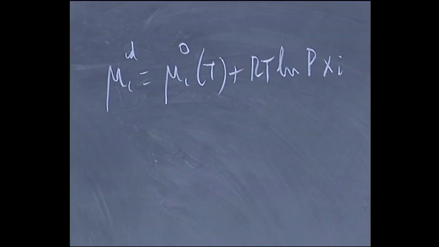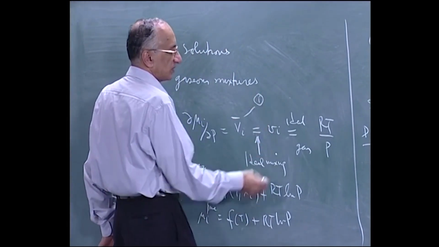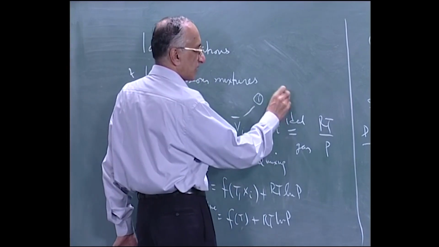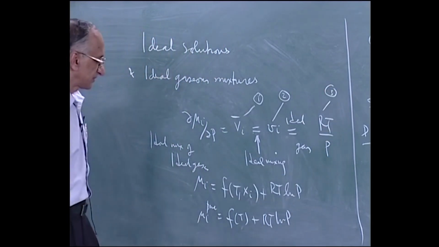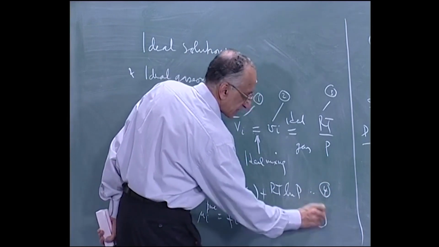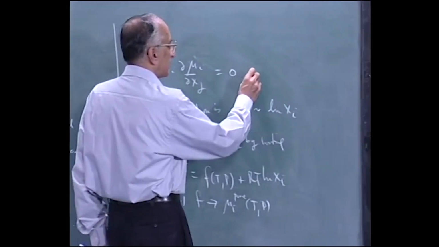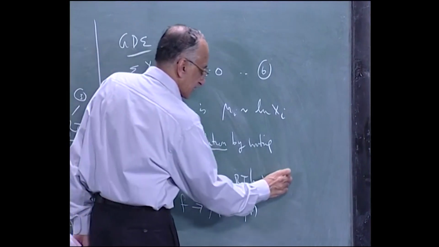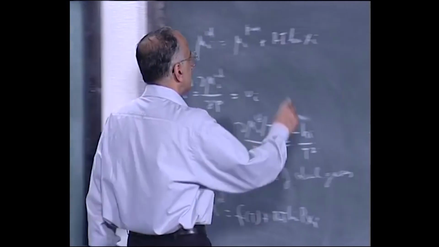Also from this equation, let me give these equations numbers. This is 1, and Vi bar equal to Vi is for ideal mixing, and this is for ideal gas, this is 3. So this will be 4, this will be 5. This is of course one number every day, 6, 7, then 8.